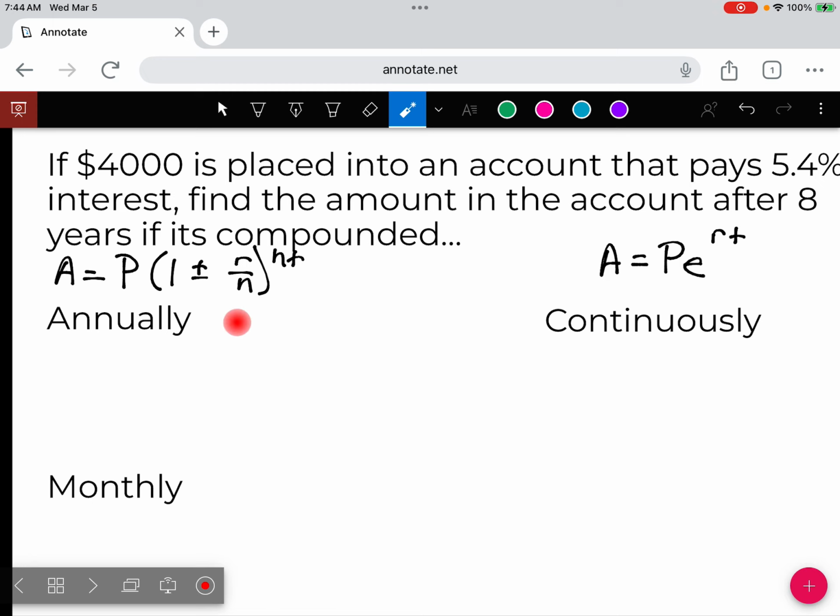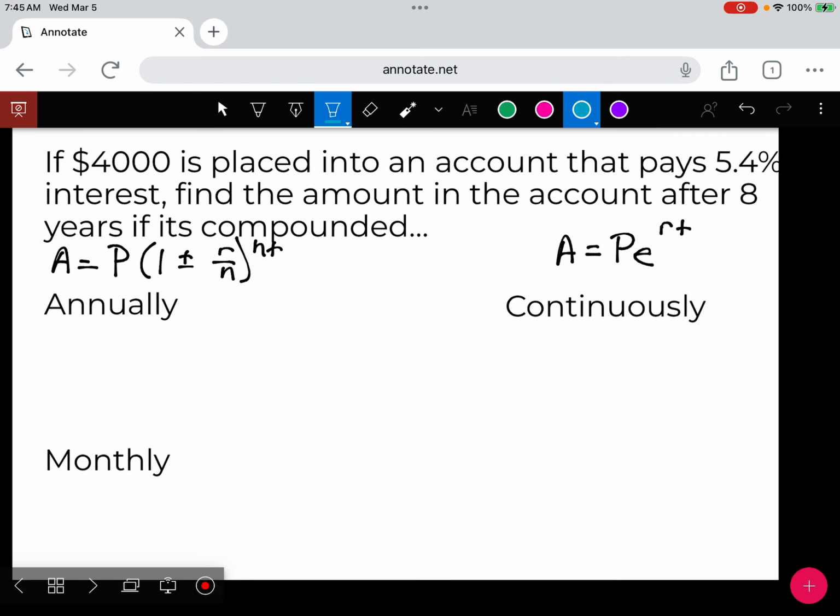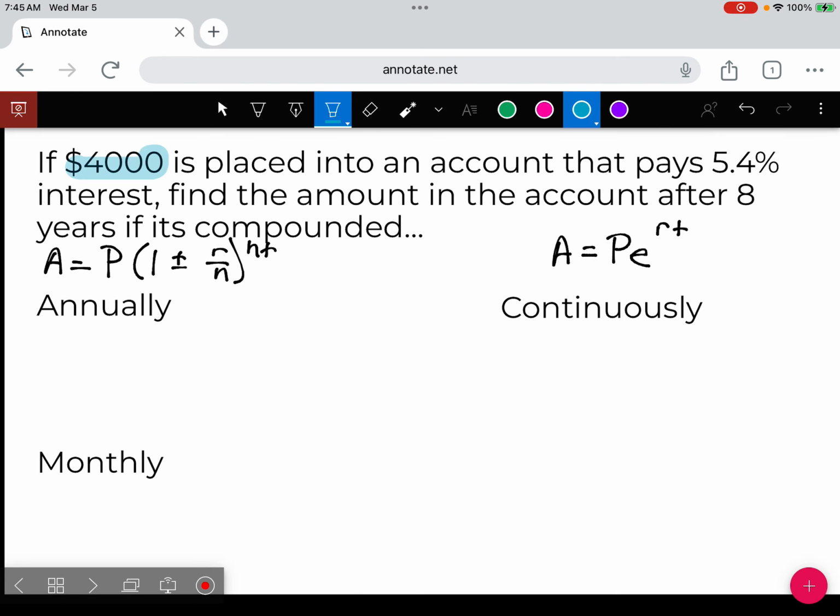So let's take a look at the situation and find what pieces we have here. What pieces do we know? 4,000 is our starting amount. That is our P for both of these guys. What else do we know?